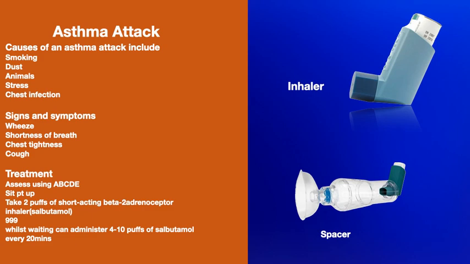Signs and symptoms of asthma include wheeze, shortness of breath, chest tightness, cough. Now assess the patient following the ABCDE approach. Sit the patient up. Encourage the patient to take 2 puffs of a short-acting beta-2 adrenoceptor stimulant inhaler, for example, salbutamol. If the patient doesn't rapidly respond, administer further puffs.